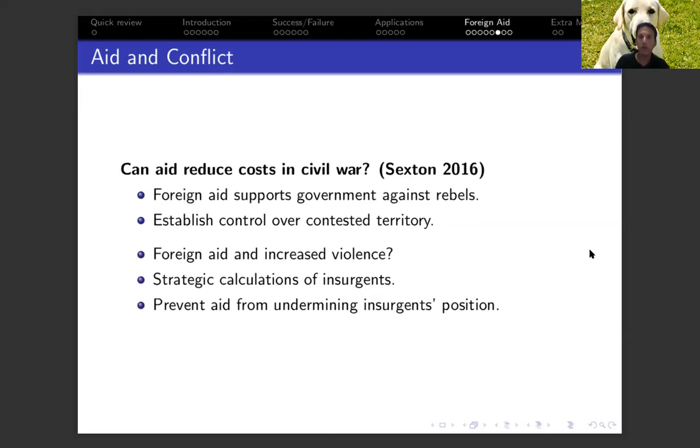Mostly the focus is on insurgents, that they respond to this distribution of aid in a way that's supposed to mitigate the potential benefits for the government. So insurgents are countering the aid that's going into the government with different types of actions that are intended to undermine the position of the government in the conflict and to support their own position in the conflict.